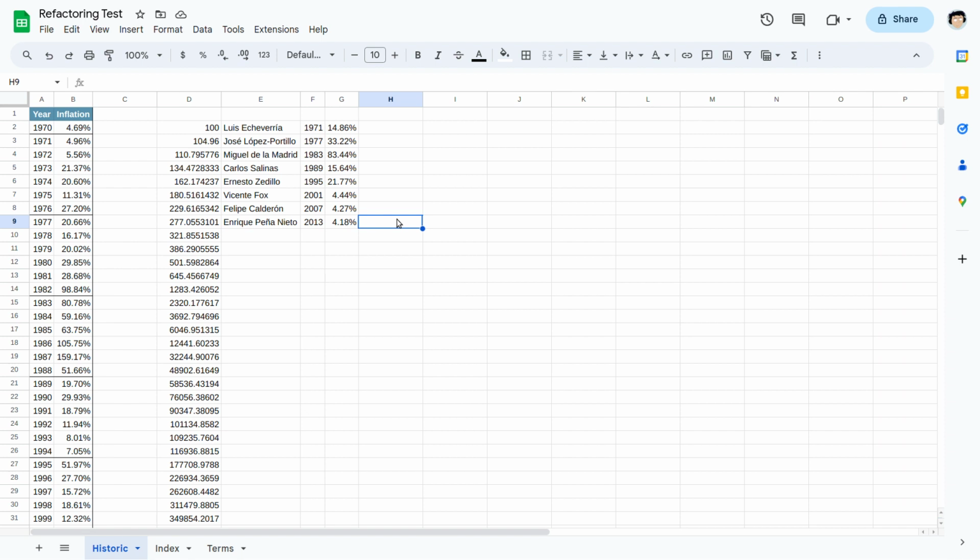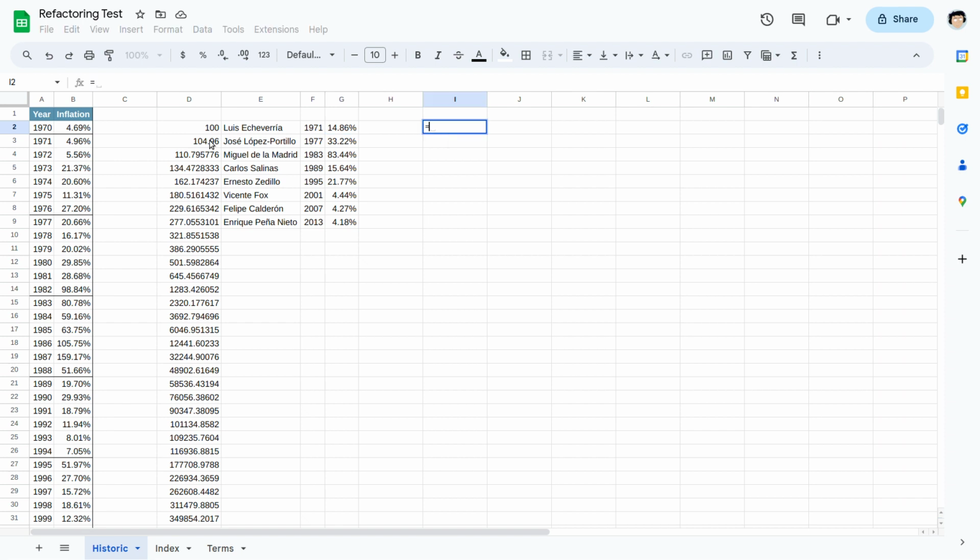But here comes the refactoring. I don't want to have this column here because it's not useful information. It doesn't tell me anything. I'm using this column just to obtain this number, but there should be a way in which I can obtain this number, and there is.